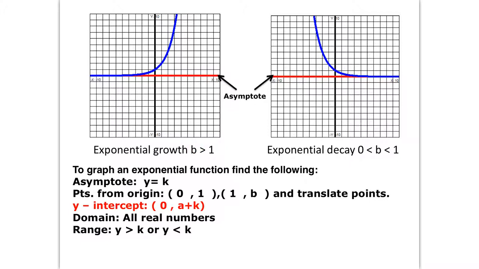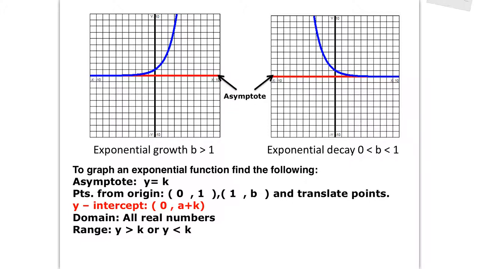Well, look at the b value. Once again, exponential growth, the base is more than 1. Exponential decay, then you have the base less than 1. All right, so how do you actually graph a function? You are going to look for a few things.